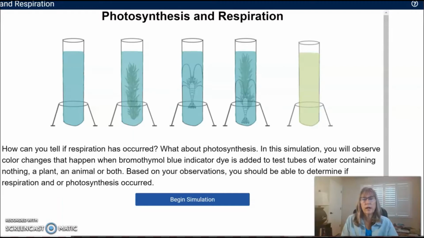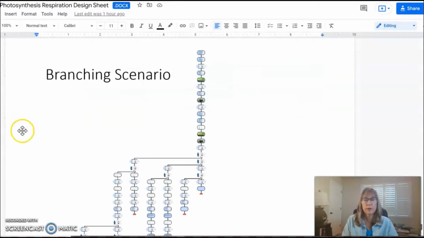So let's have a look at how this simulation works to give them the same experience. This is a branching scenario, so what that means is that students are asked questions and they get to choose which organism they're going to experiment with, and then what condition they're going to use, and then based on that they are provided with the results of the experiment and they have to analyze those results.